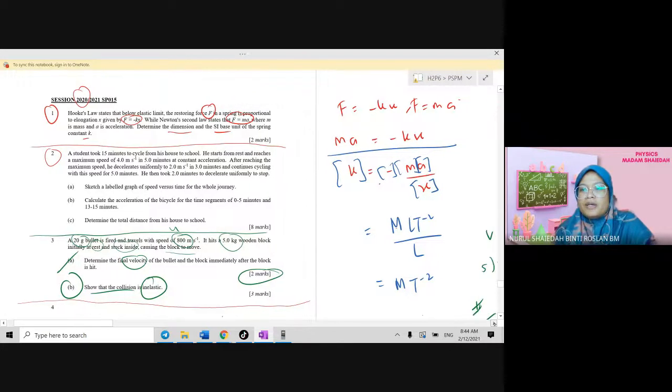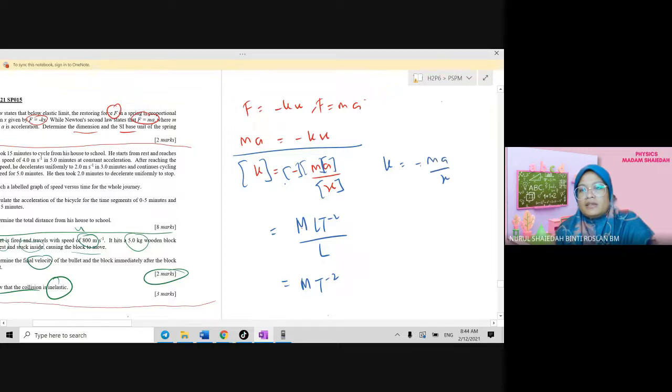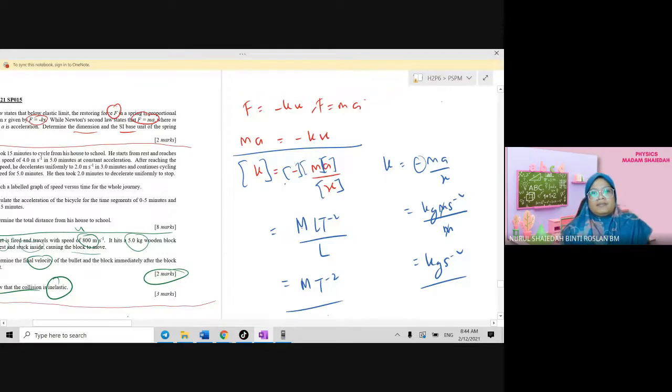So SI unit, so kita kena guna yang biasa lah. Apa selalu unit untuk ni? SI unit A sama dengan negatif MA over X. Negatif ni memang tak ada. So ni kg, ini MS negatif 2. Ini adalah M. M potong, so dapatlah kg s negatif 2. So this is the answer lah, 2 markah.